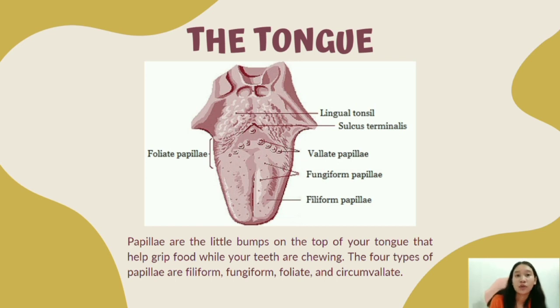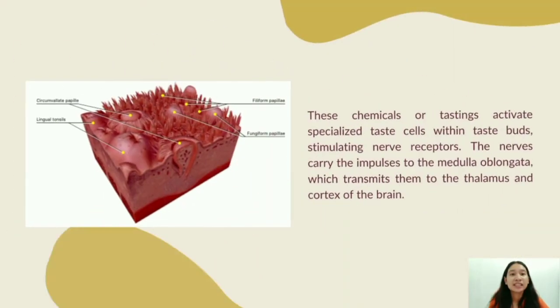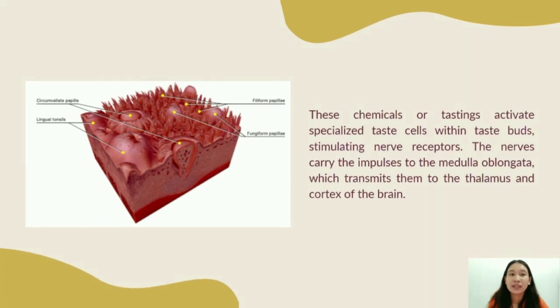Except for the filiform, these papillae allow us to differentiate between sweet, salty, bitter, and savory flavors. Many of them, including circumvallate papillae and fungiform papillae, contain taste buds. When we eat, food chemicals penetrate the papillae and hit the taste buds. This chemical tasting activates specialized taste cells within the taste buds, stimulating nerve receptors.